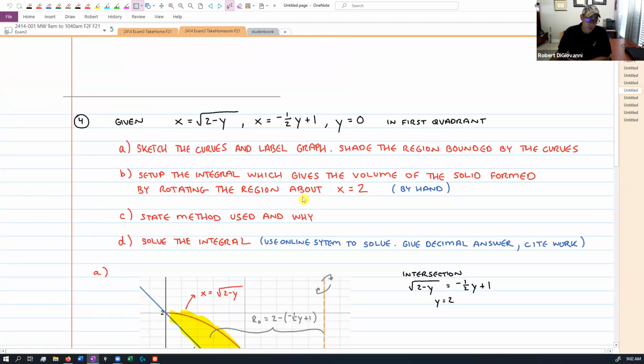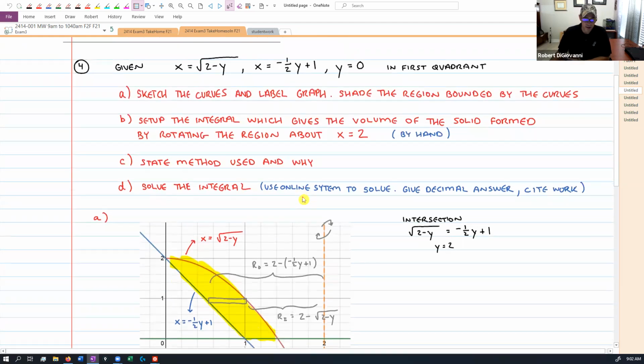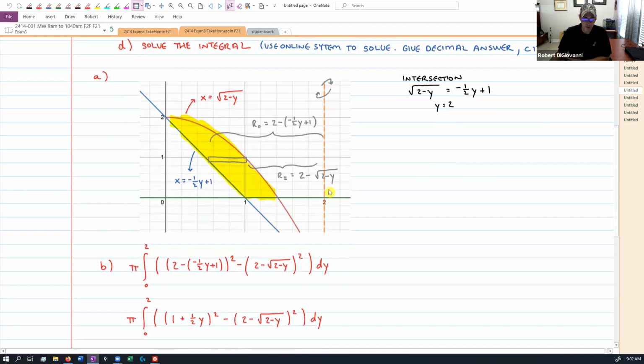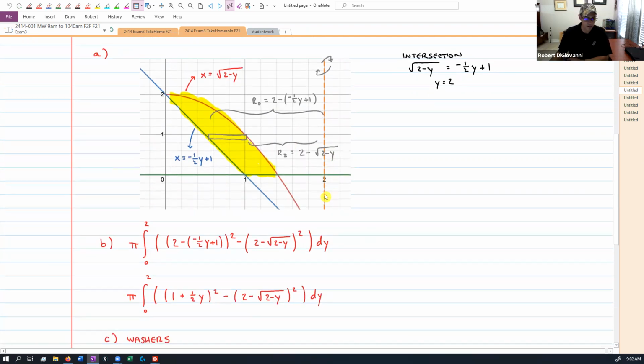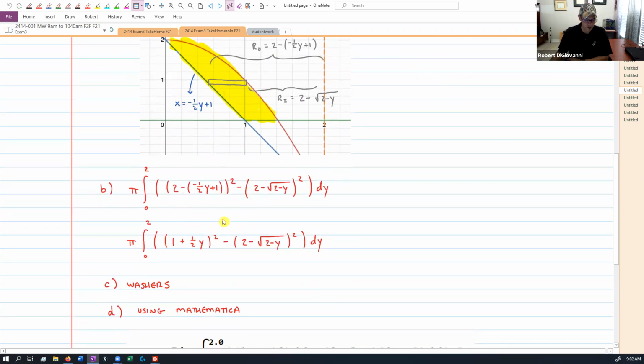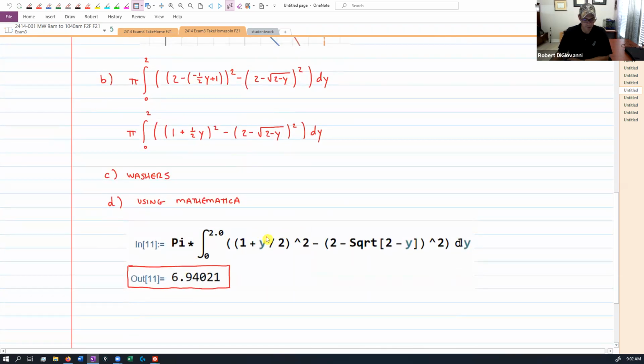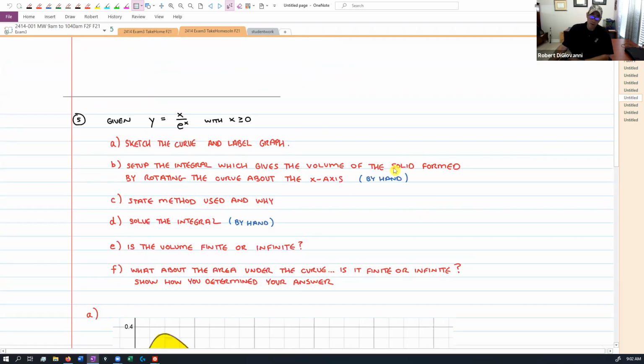And then this is the same problem, just rotated around a different axis of rotation. So this time your axis of rotation is vertical, so your rectangle is perpendicular, so you want to use washers, which changes your formula. And then again, here's the setup for it, and then the Mathematica using that to get the answer. All right, this one caused some issues.